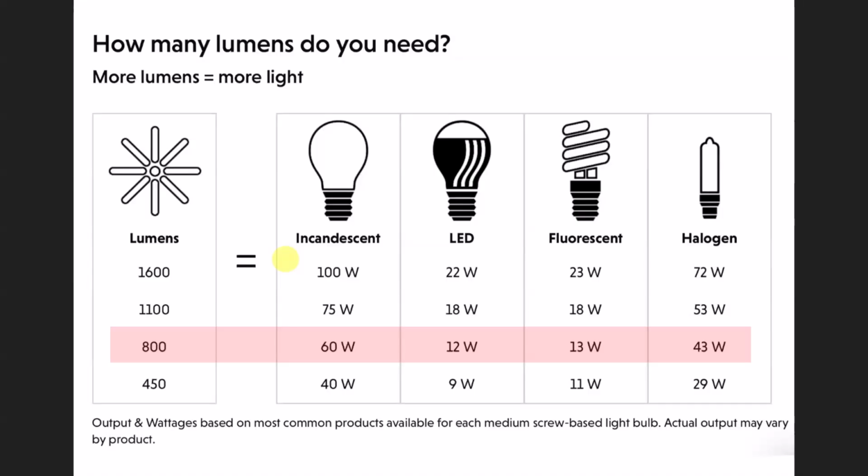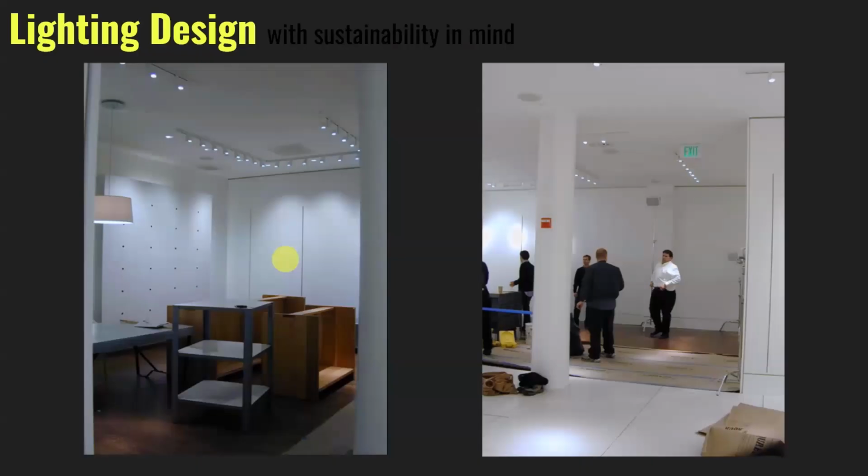LED is down to 12 watts on average. You'll find some lower than that now. Fluorescent is almost as good, but not nearly as good with color rendering, plus the mercury disposal, all of that. And then halogen is not much better than incandescent.